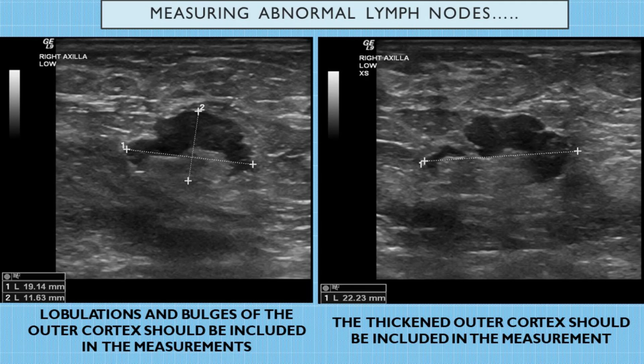When measuring abnormal lymph nodes, just like when measuring a breast mass, you want to make sure that lobulations and the irregular margins of an abnormal lymph node are included in the measurements. It's critical to ensure that this thickened outer cortex is included in the measurement.